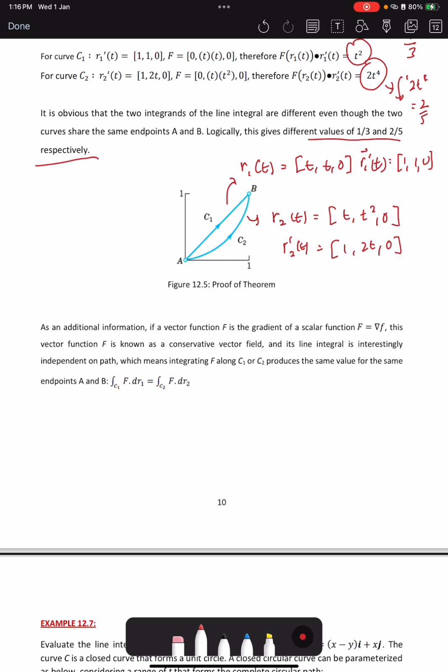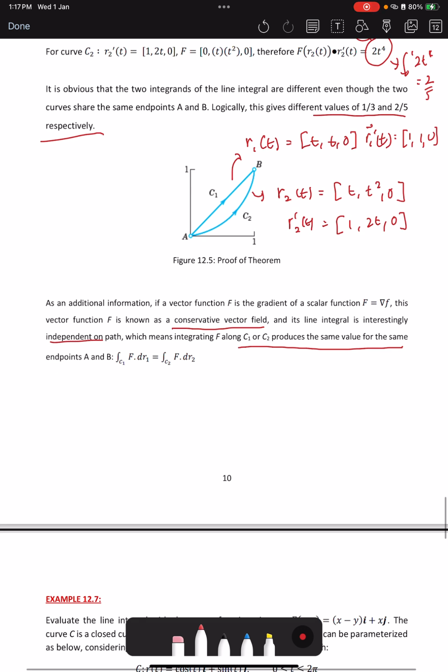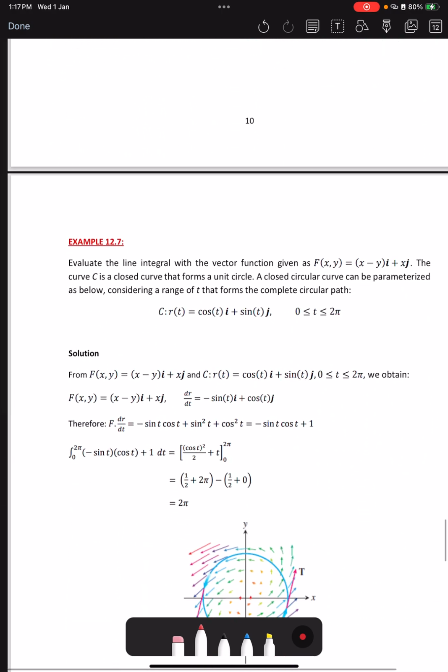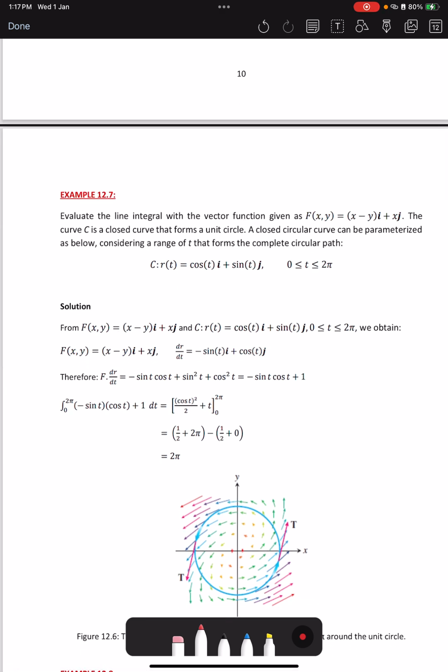As additional information, if a vector function is the gradient of a scalar function, this vector function is known as a conservative vector field, and its line integral is interestingly independent of the path. So C1 and C2 will produce the same value if you have a conservative vector field. But there are cases where you have two curves that start and end at the same point, but will give the line integral or work done differently. Alright, let's look at this example.